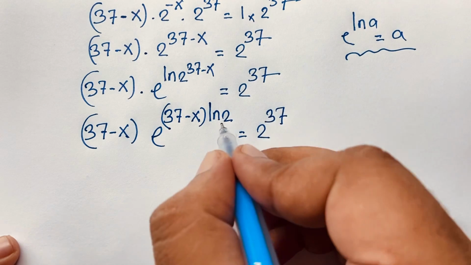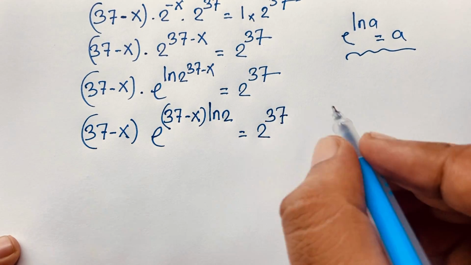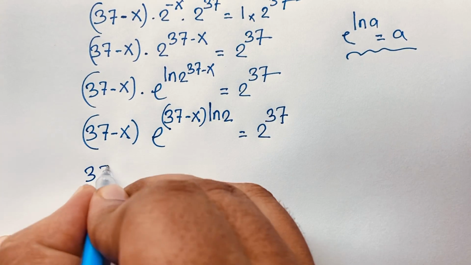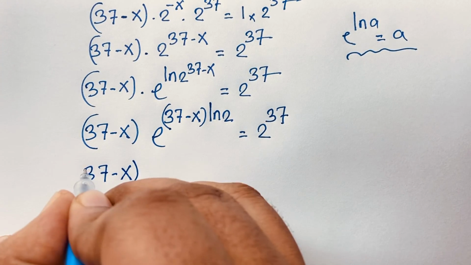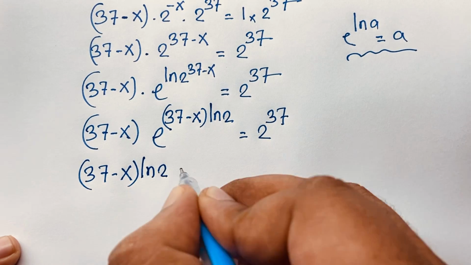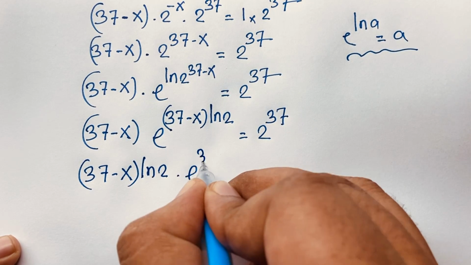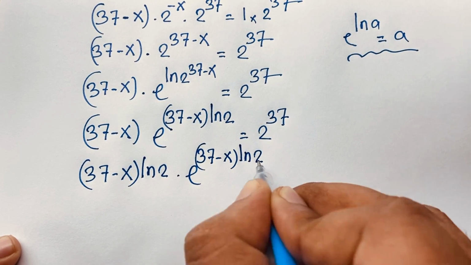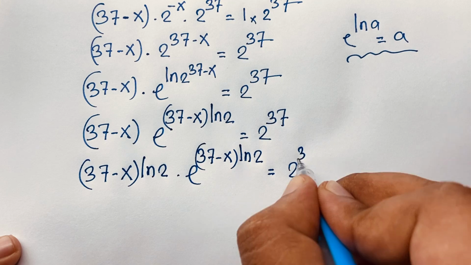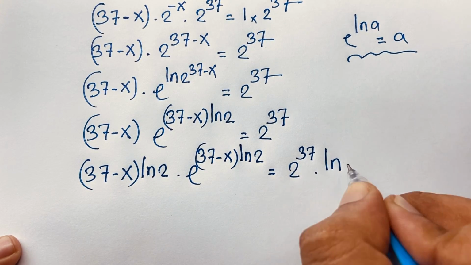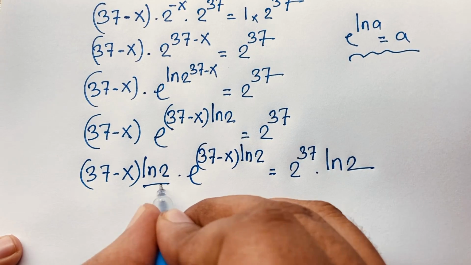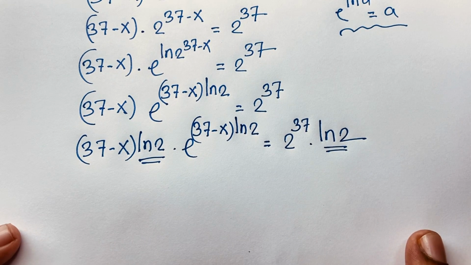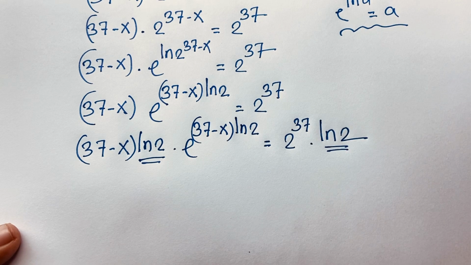Now here ln 2, but here is no ln 2. So I multiply both sides again ln 2. So you can see that it will be 37 minus x times ln 2, I multiply both sides ln 2. E to the power 37 minus x, and here is ln 2 is equal to 2 to the power 37 times ln 2. I multiply both sides by ln 2. Now at this moment I use Lambert W function easily here.